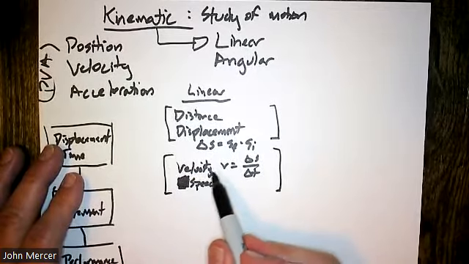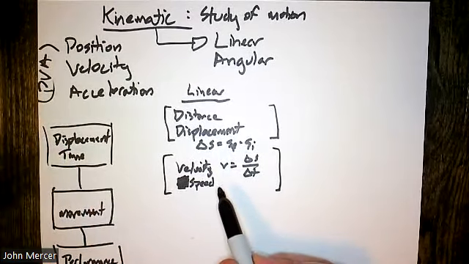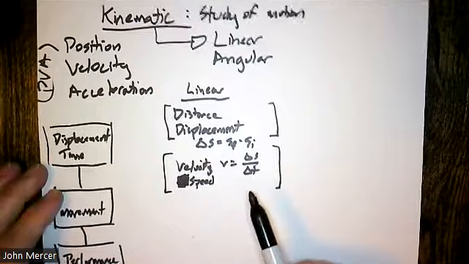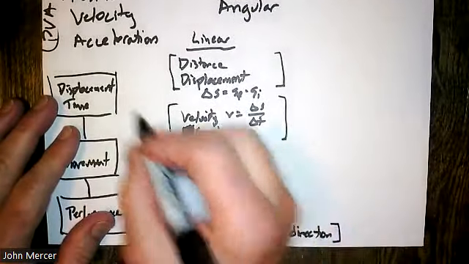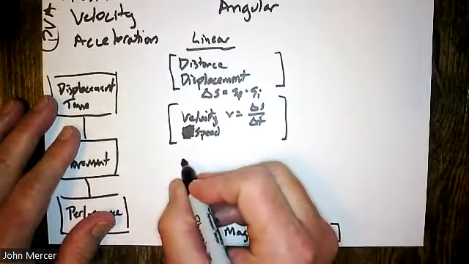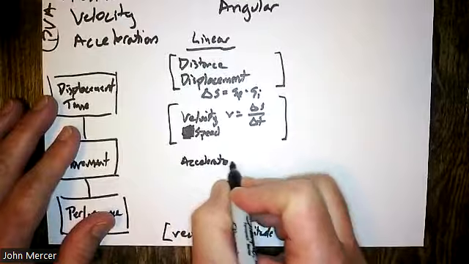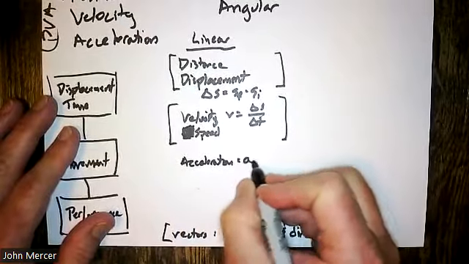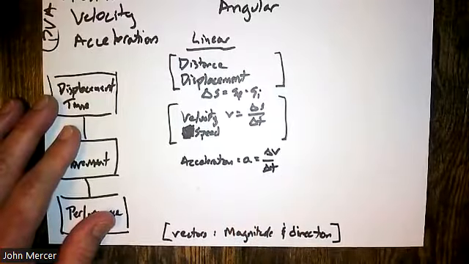And again, if I'm in physics and my delta t of analysis is really small, I may say the speed is the magnitude of the velocity vector. The third parameter that we deal with is acceleration, and acceleration is the time rate of change of velocity. We use the formula A equals delta V over delta T.